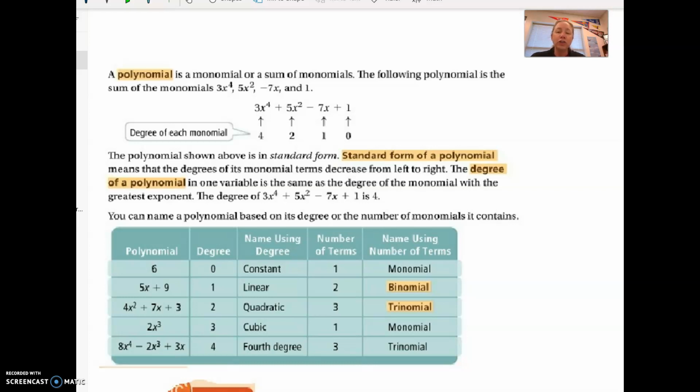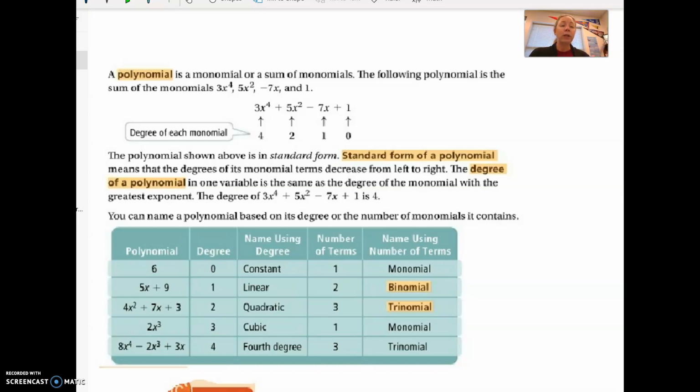Now the polynomial shown above is considered standard form. Standard form of a polynomial means that the degrees of its monomial terms decrease from left to right. So I think of it as you have the highest exponent first, and then it's written in decreasing order by exponent.